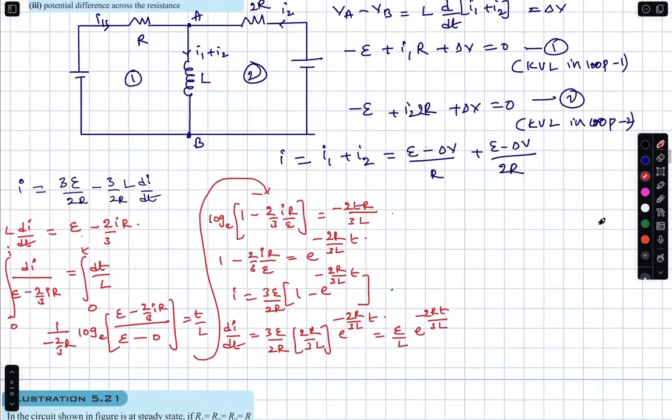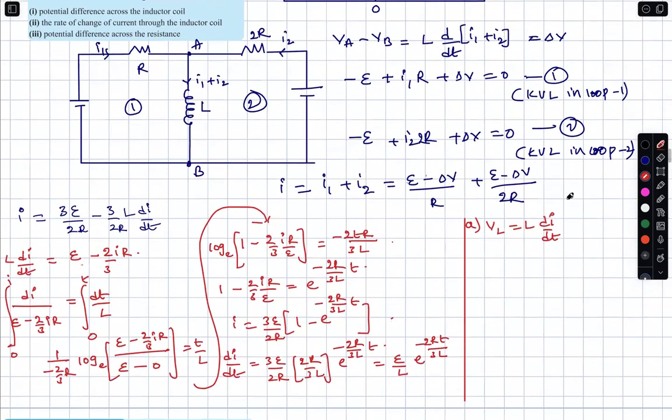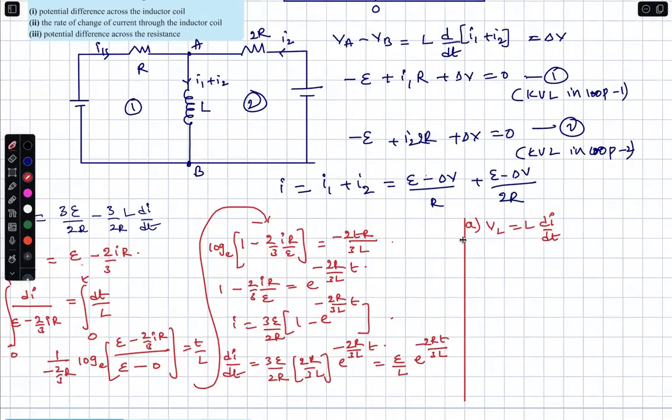Potential difference across the inductor is what you want. Okay, fine. I'll answer everything now. A. Potential difference across the inductor is L dI/dt, which is nothing but E times e to the power of minus 2Rt/3L. Next, what do you want next? Rate of change of current through the inductor coil. Already that is also given. dI/dt is E/L e to the power of minus 2Rt/3L.